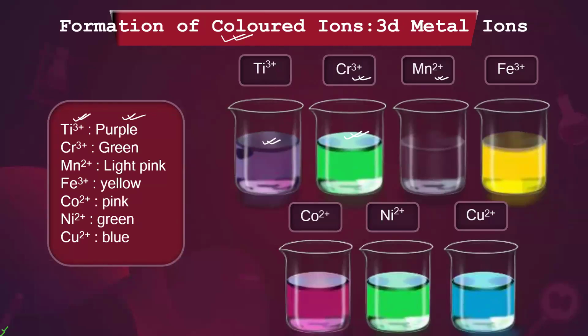Fe3+ is giving you a deep yellow solution here. Cobalt 2+ is deep pink. Nickel 2+ is greenish color. Copper 2+ is blue color. Why? The question is why? These are all transition metals. It is saying transition metal ions show coloration. Why?